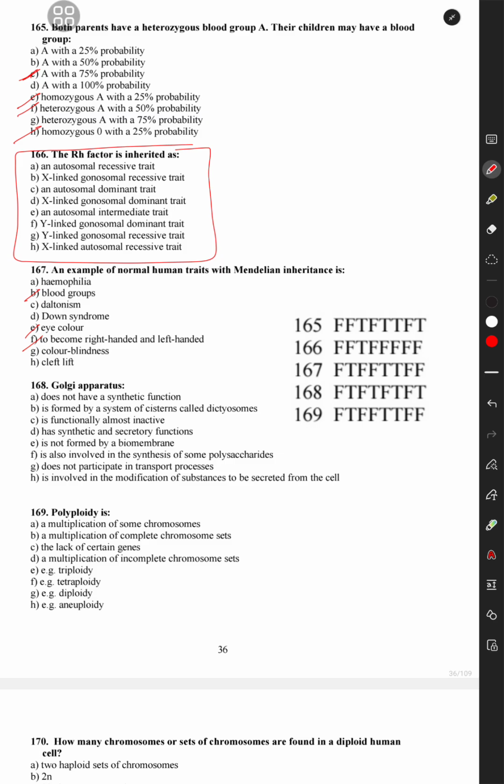Become a left-handed or right-handed is also Mendelian inheritance. Blood group, eye color, left and right-handed.